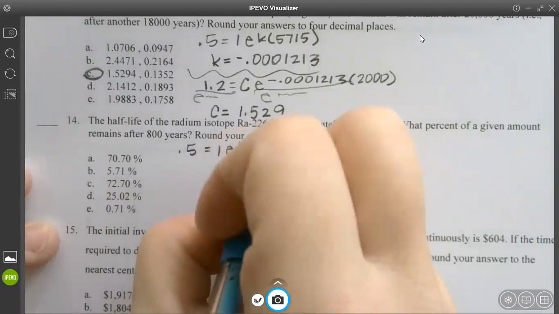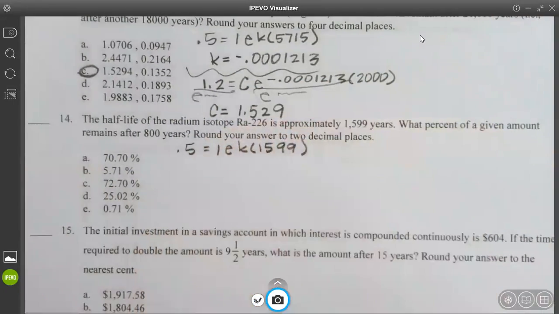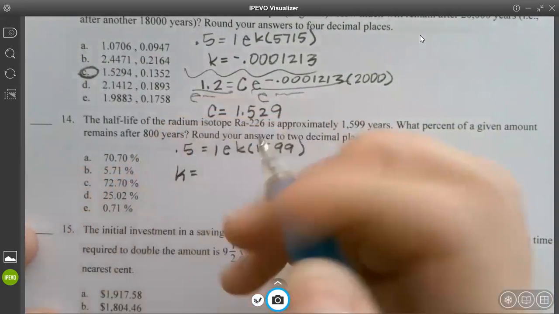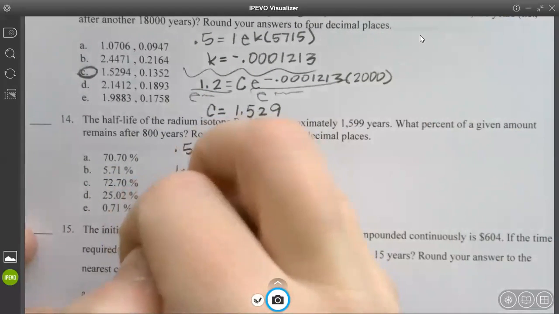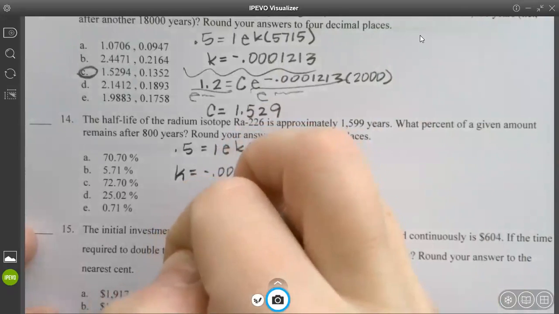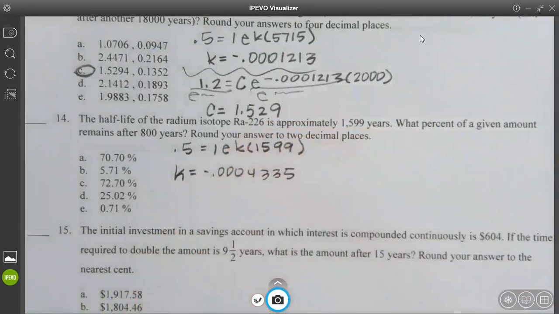Mm, 1599. We already did this one, right? So we already knew what K was on this one, but when I solve it out, I'm going to tell you that was the one that I did for you a second ago that we talked about, the decimal places and the e to the -4.